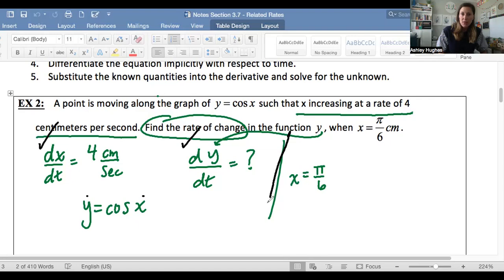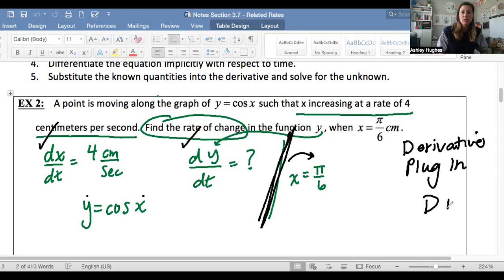Another thing is I don't ever plug in anything after this when value until after the derivative. So you're going to do the derivative and then you're going to plug in. I always say it's like Dr Pepper, DP. Okay, remember derivative, and then you plug in.